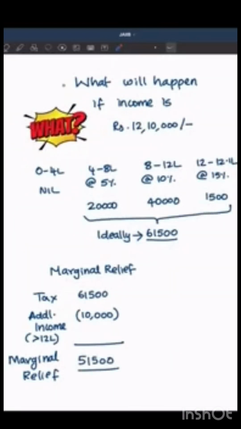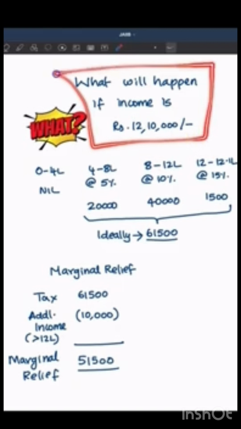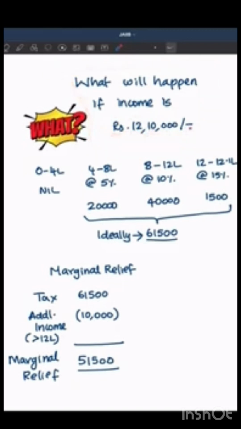Now comes a very interesting question. What will happen if income is greater than 12 lakh? Let's say only 12 lakh 10,000. Whether tax will be applied on entire 12 lakh 10,000 or it will be applied only on 10,000?